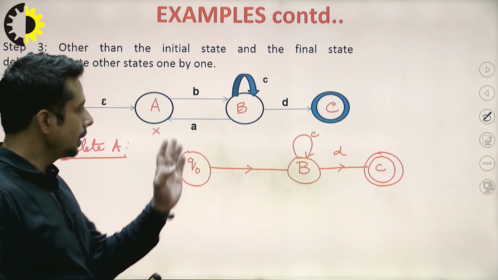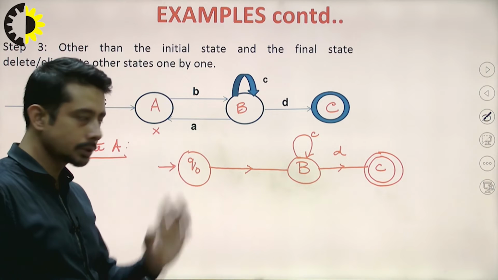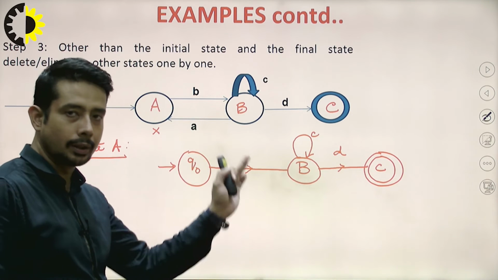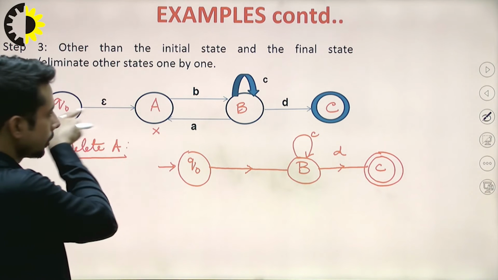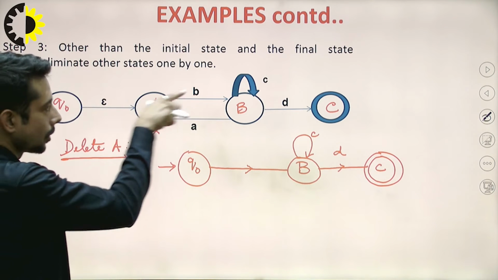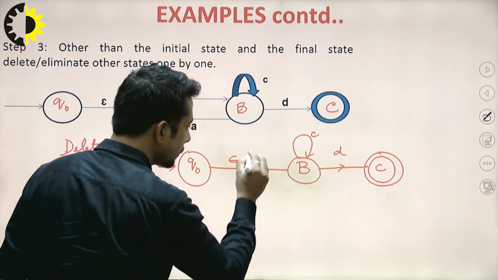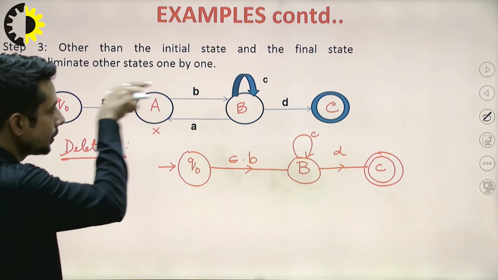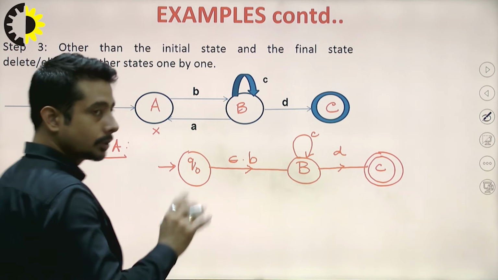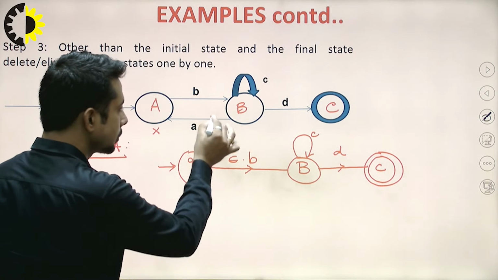Now, can anybody just guess how the structure will be? You can just pause the video and think of it. See, this is the way it is going from Q naught to B, epsilon dot B, epsilon dot B. I hope this particular concept is clear. Epsilon dot B. But one more thing you need to look into. This is also present, right?